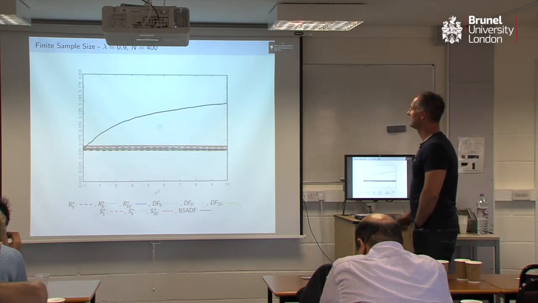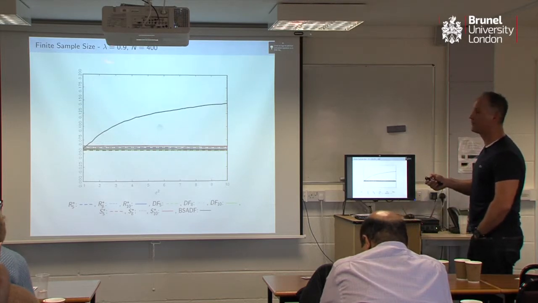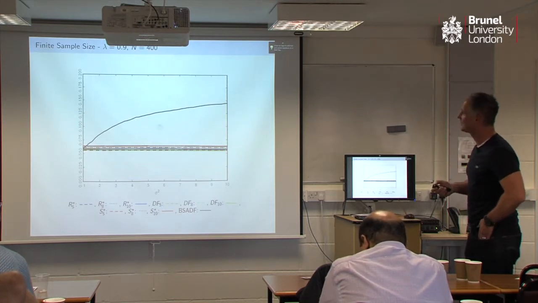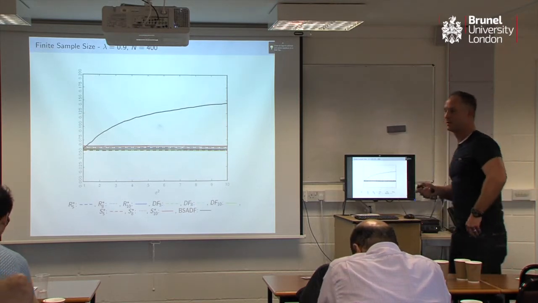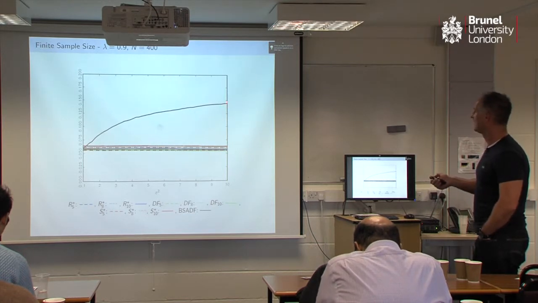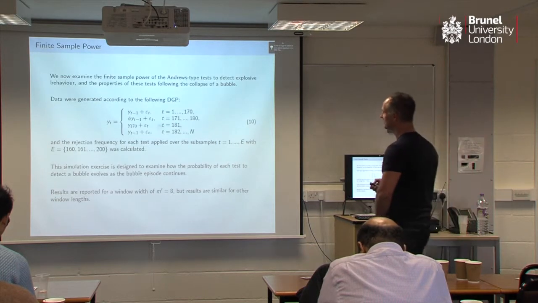This is halfway through the sample, and this is if you put the break towards the end of the sample, which is the sort of thing that would worry you, because the last few observations in the sample are looking more explosive because of the increase in variance. And you can see that we're getting up towards 15% on the test, whereas these subsampling tests are absolutely fine.